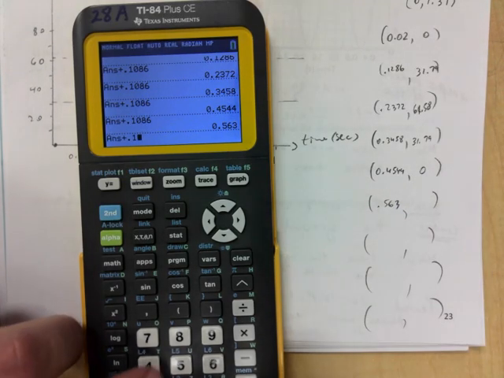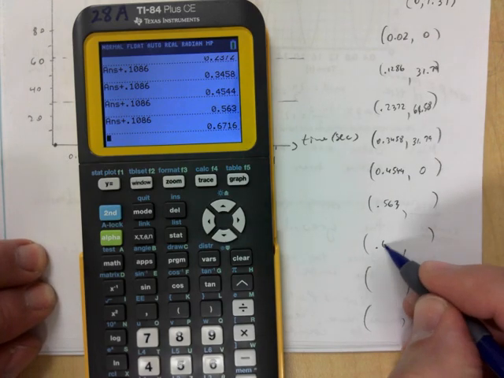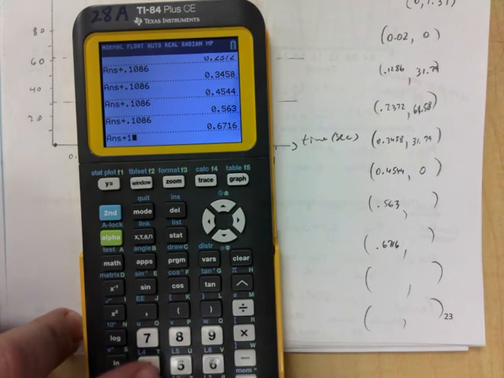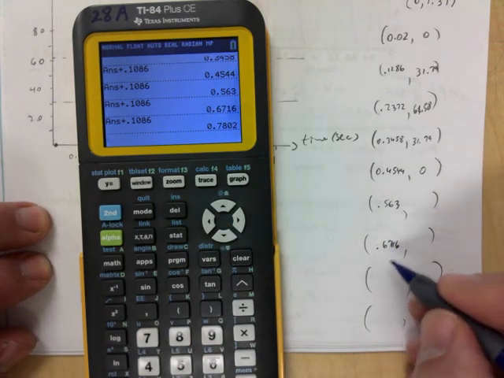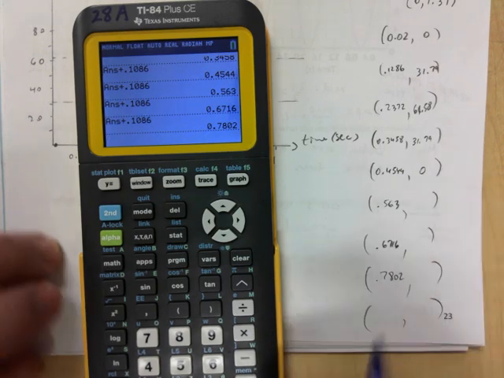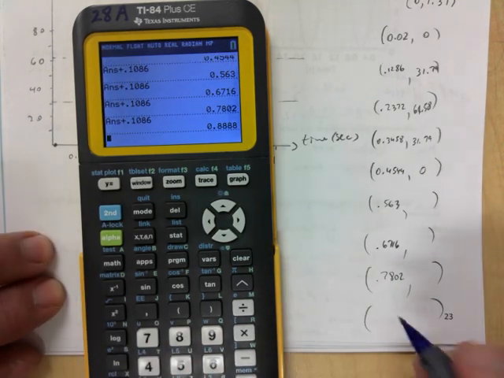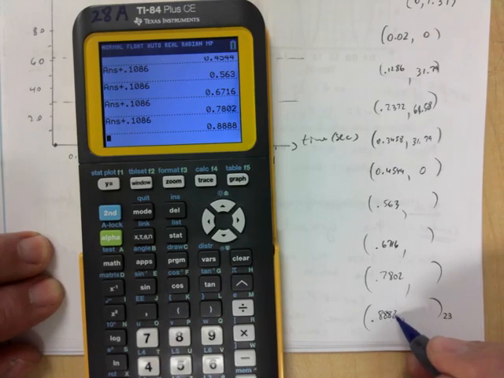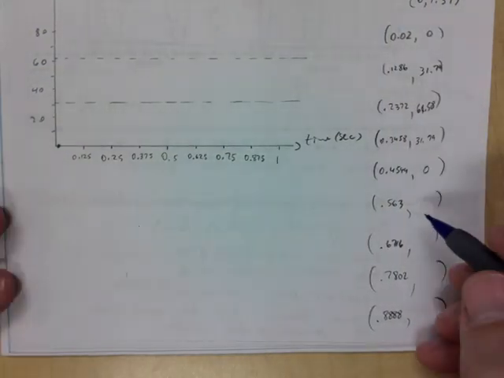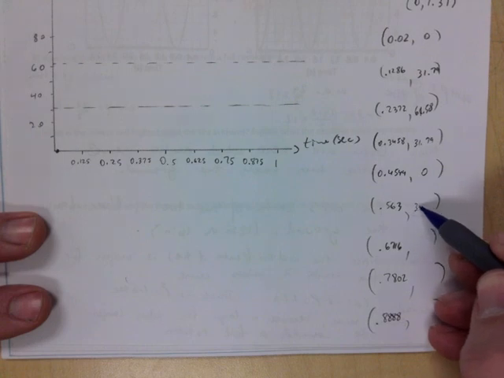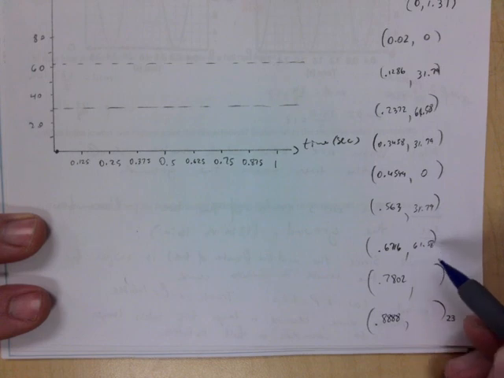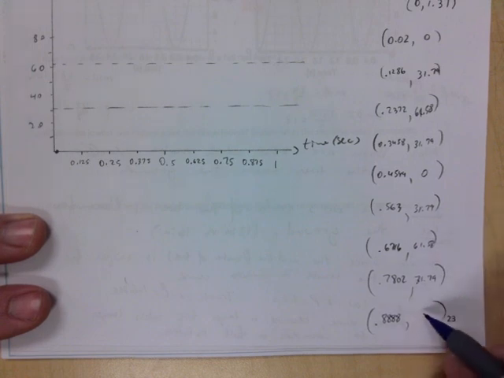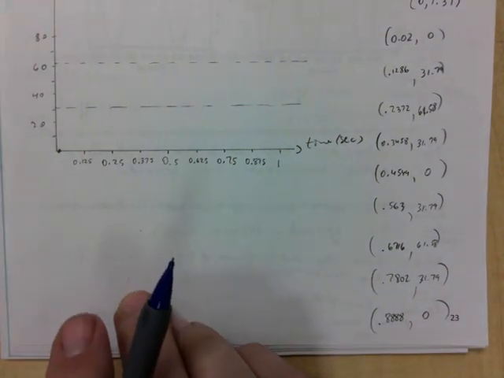0.563, 0.6716, 0.7802, 0.8888. Okay, and I kind of assumed, right, middle to the top, back to the middle, and back to the bottom, which is 0. Right, so there you have your 9 points.